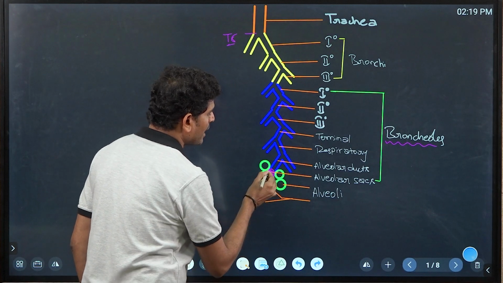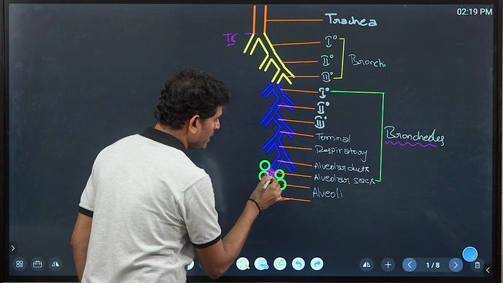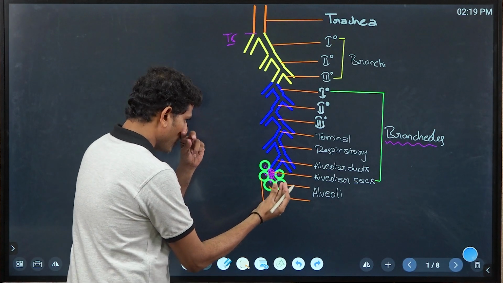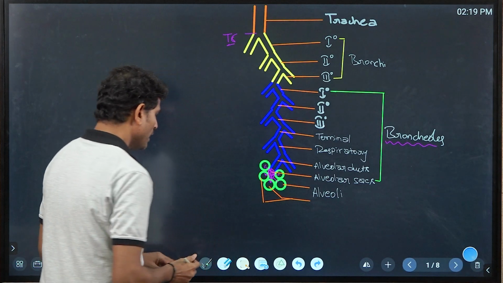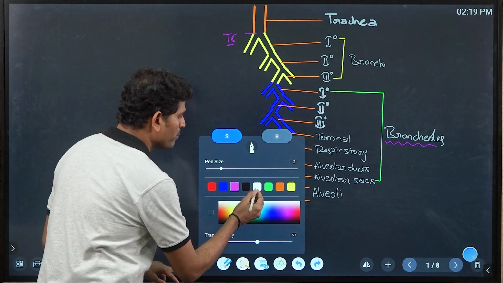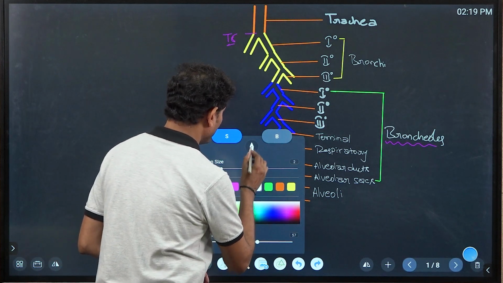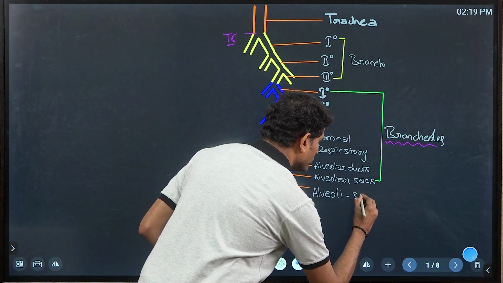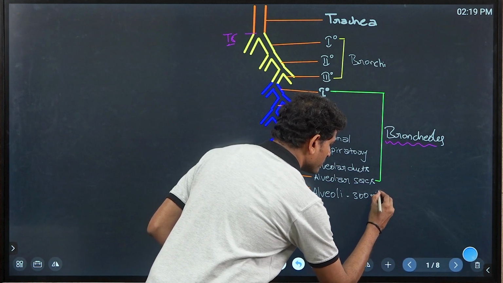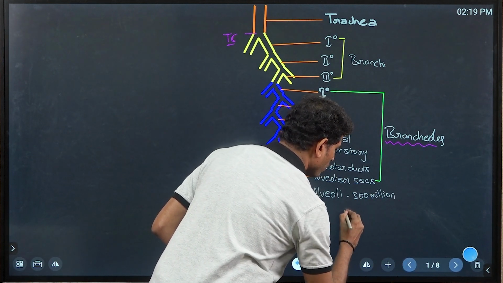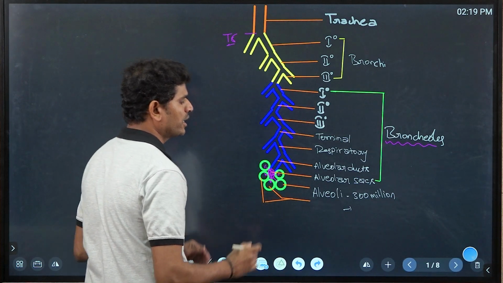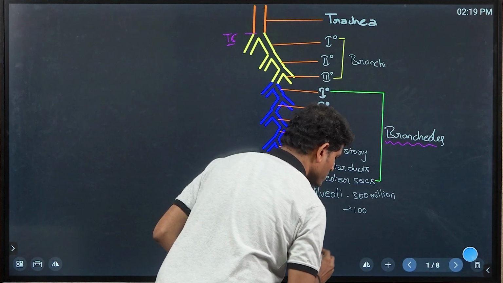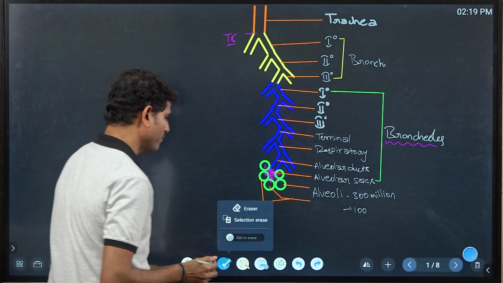Then this alveolar sac will be... this is a closed diagram, but they are not like that. They are open. So these are alveoli, small pouches. What is the number of alveoli in our body? Those are alveoli. Alveoli are 300 millions. If we straighten out those alveoli pouches, the surface area could be 100 square meters. That is approximately what is given in different books.